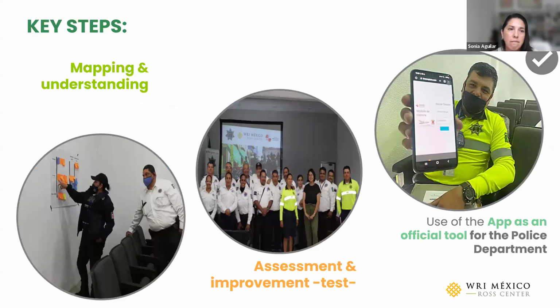And well, the key steps here that we followed were mapping and understanding traffic police officers' processes, then developing the assessment and testing the improvement of any digital solution that we were thinking about, and then they were having a useful app for the police department. So we have all the data integrated there.